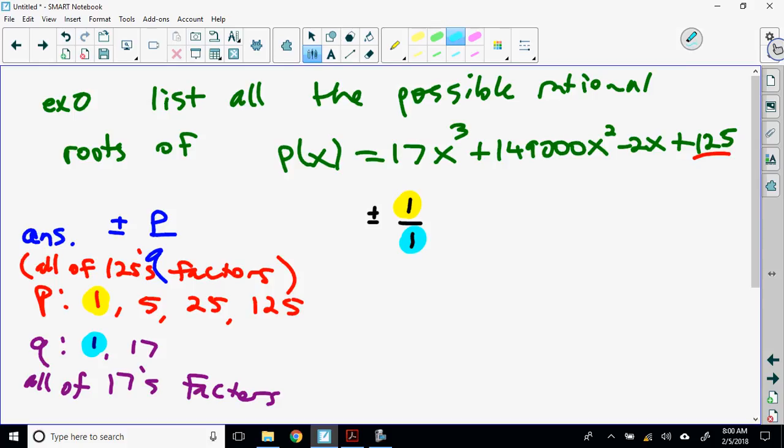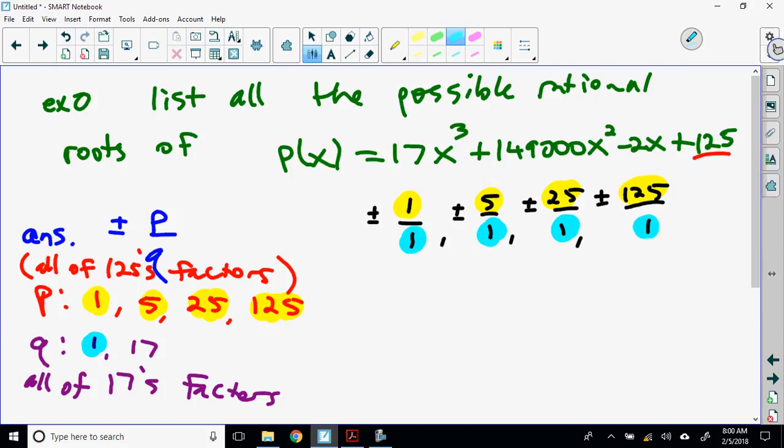Okay. If I keep on trucking, I'm going to have plus or minus 5 over 1, plus or minus 25 over 1, and plus or minus 125 over 1. Now, again, to be crystal clear, all these things in the numerator are all of P's factors, and all the things in the denominator are still the 1 from Q being divisible by 1. Everybody with me? Okay.